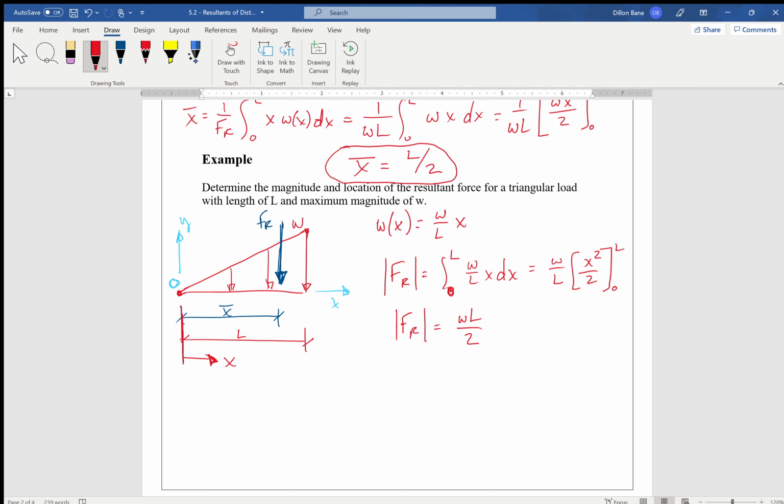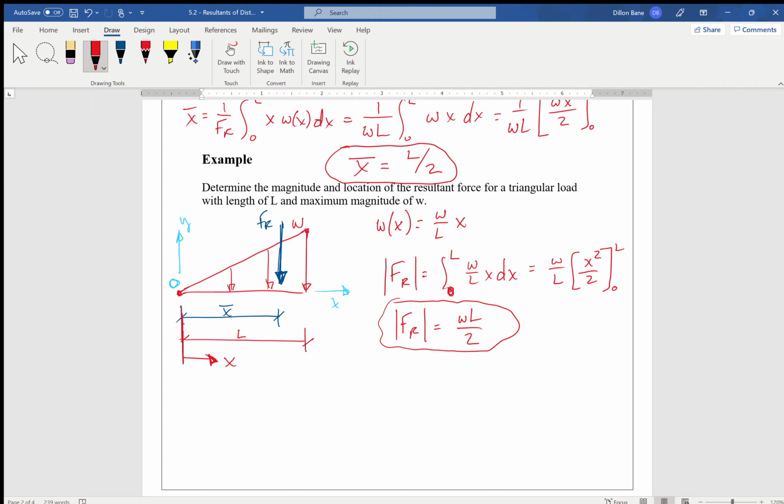Now let's just stop and think about this. We've got a triangle that has a height of W and a length of L. What is the area of a triangle? If you recall from your geometry, it's just 1/2 b times h, right? So the area of this particular triangle would just be 1/2 of W times L, which is what it is, and we have proven it mathematically, all right? So the magnitude of our triangular load is WL over 2.